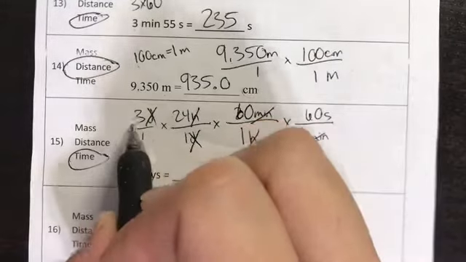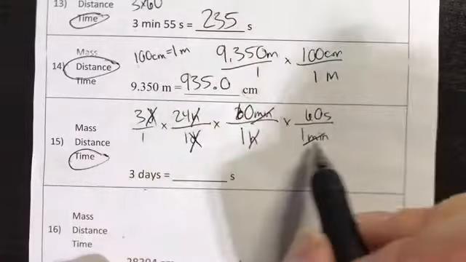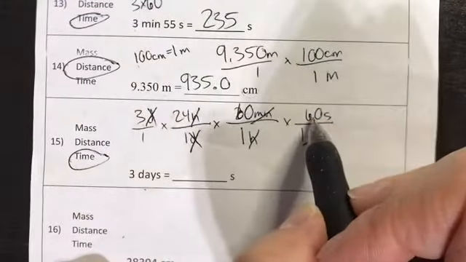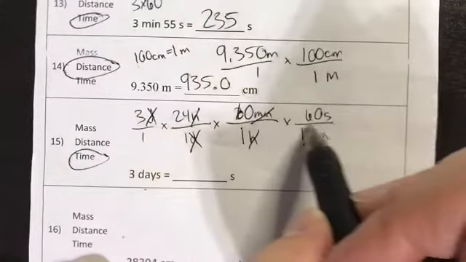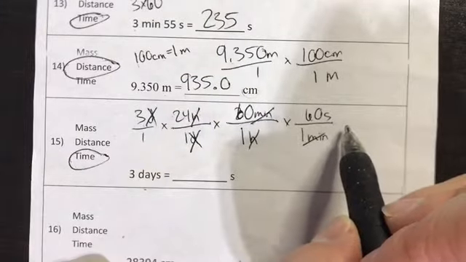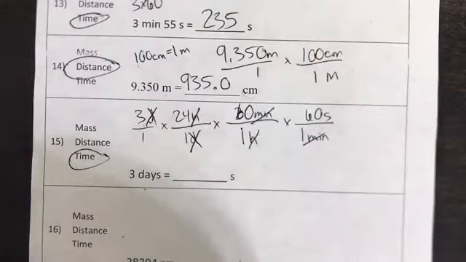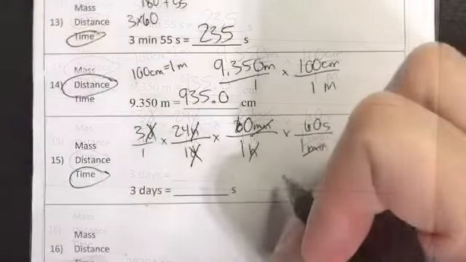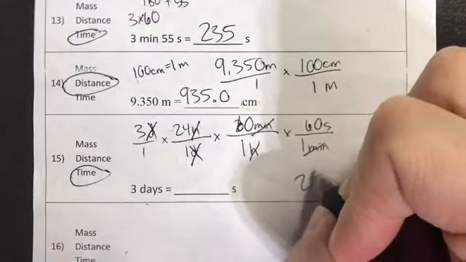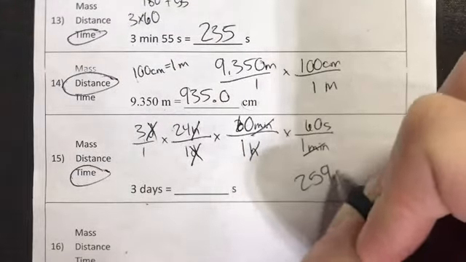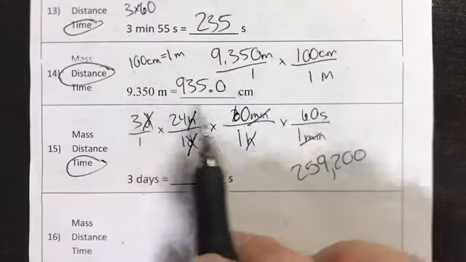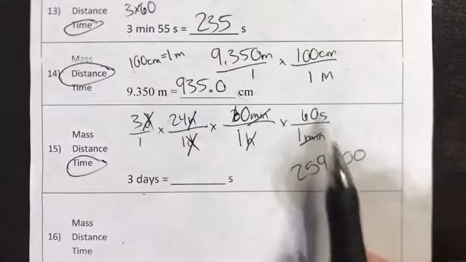To do this, all I have to do is multiply across. So 1 times 1 times 1 times 1, the denominator is just 1. So 3 times 24 times 60 times 60, you put that all into the calculator. Your calculator says 259,200. Okay? Now, these are all exact conversion factors.